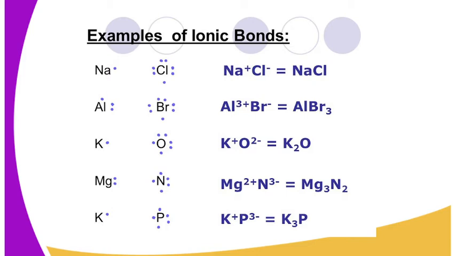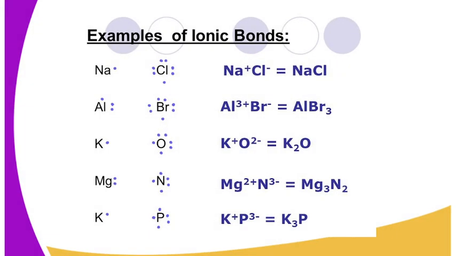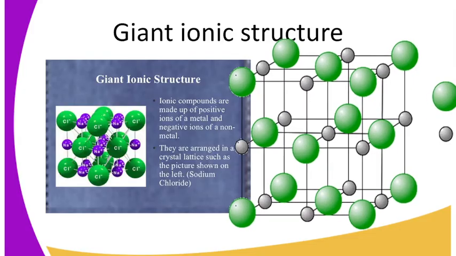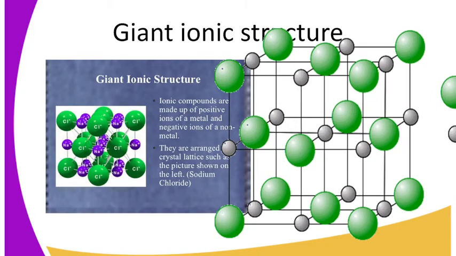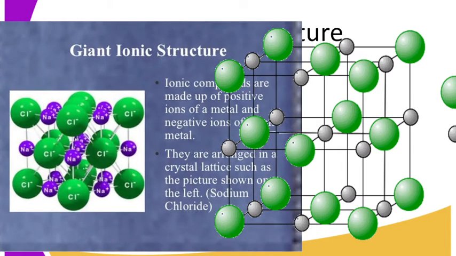The next is giant ionic structures. Consider sodium chloride. Sodium chloride consists of many sodium ions and chloride ions that are arranged and packed in a regular pattern. As you can see, each sodium ion is surrounded by 6 chloride ions that are equidistant from each other. This pattern repeats itself many times, and this leads to the formation of a giant ionic structure.